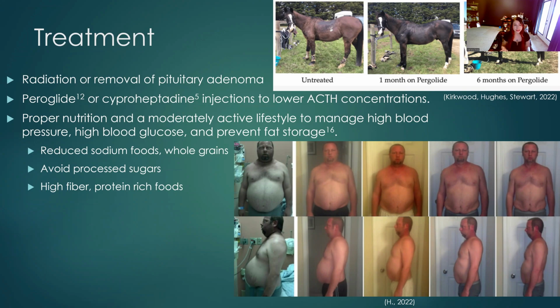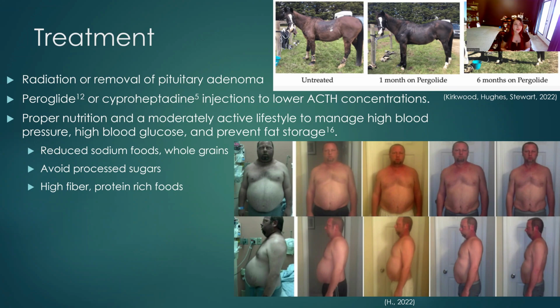So how do you treat PPID? You can do radiation or removal of the pituitary adenoma. As you can see on the right side down here, this guy had his surgically removed, and you can see the improvements of his body becoming slimmer and less swollen and overall a little healthier. You can also use pergolide or cyproheptadine to lower ACTH concentrations directly. As you can see on the horse up here, it's untreated, and then 1 month with pergolide, and then 6 months with pergolide. They look much healthier, with a healthier coat, a little slimmer, and healthier feet.